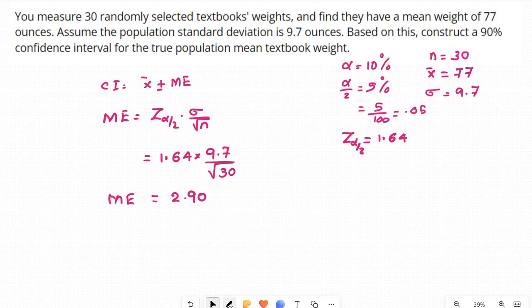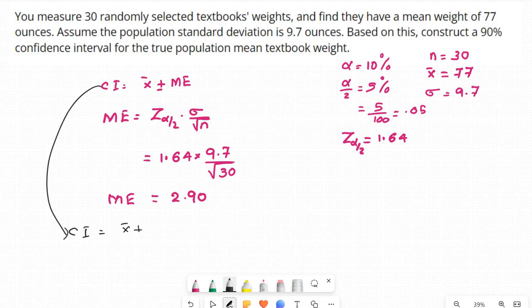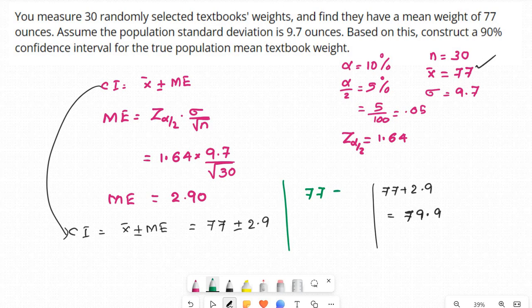Okay. Therefore, using that formula, the confidence interval is X bar plus or minus margin of error, and that is equal to 77, that is X bar here, plus or minus 2.9. The upper boundary, that is 77 plus 2.9, is 79.9. And the lower boundary we can find as 77 minus 2.9, so it is 74.1.